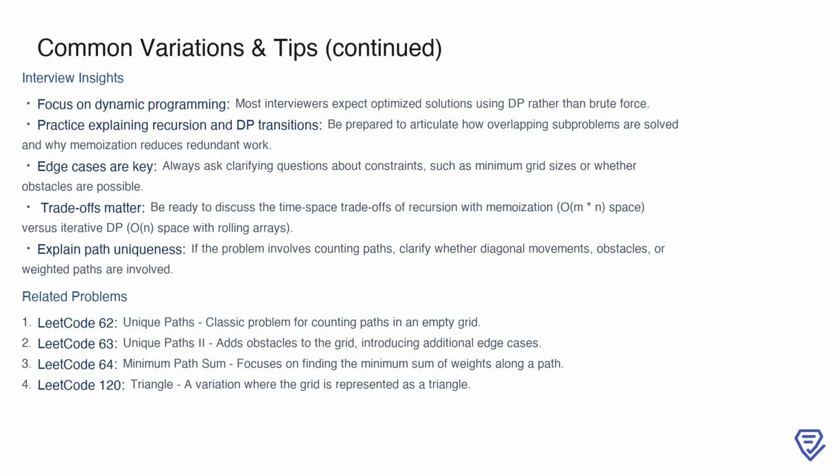Interviewers often appreciate discussions around trade-offs, such as the space difference between recursion with memoization, which uses O(m*n) space, and iterative DP with rolling arrays, which reduces space to O(n). Finally, if the problem involves counting paths, make sure to clarify details about diagonal movements, obstacles, or weighted paths, as these can change the approach.